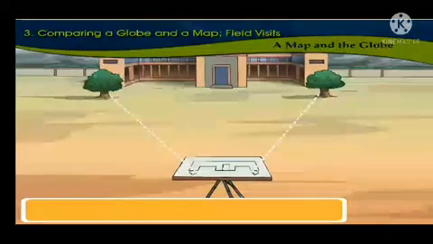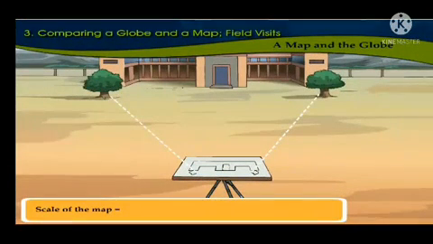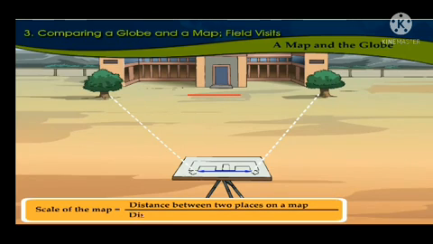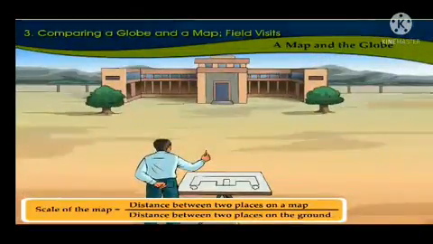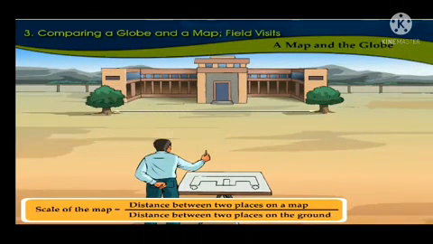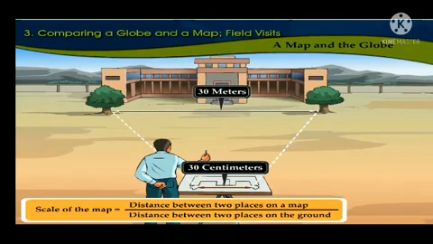The scale of the map is the ratio of the distance between two places on the map and the distance between the same two places on the ground. Now look at this. Here the distance between the two trees in front of the building is 30 meters, while in the map the distance between the same two trees is 30 centimeters. This means, according to this example, the scale of this map is 30 centimeter divided by 30 meter.